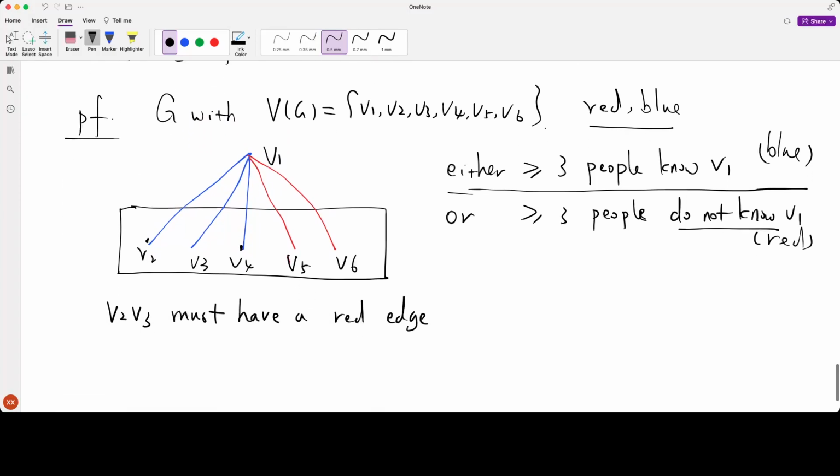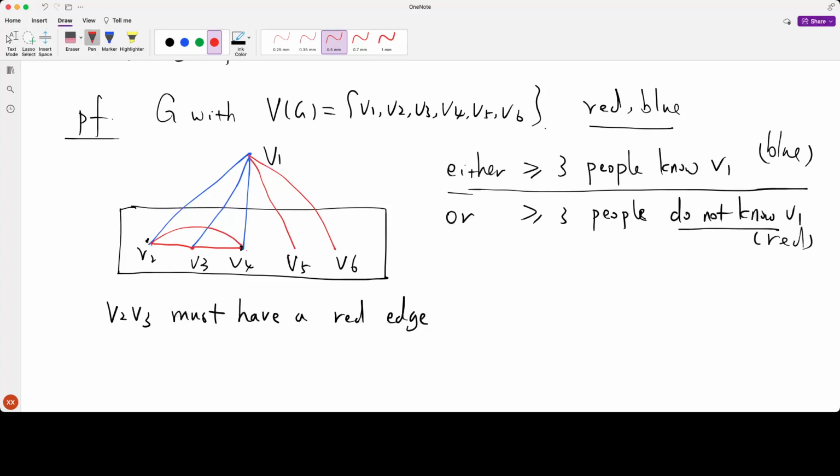So we can say, okay, they have a red edge here. And the same thing happens with V3, V4. If V3, V4 has a blue edge, then I have found a blue triangle. So I conclude V3, V4 must have a red edge. And the same thing happens with V2, V4. If V2, V4 has a blue edge, it means that V1, V2, V4 form a blue triangle. So in this case, we are done. We conclude that V2, V4 must have a red edge.